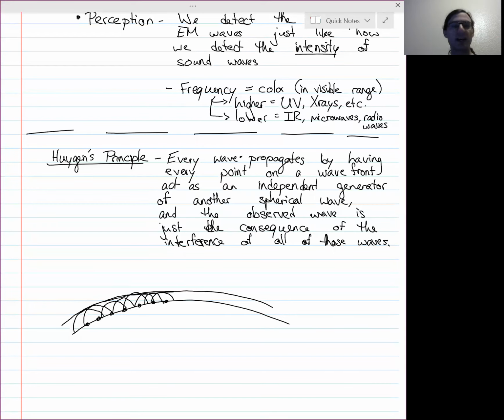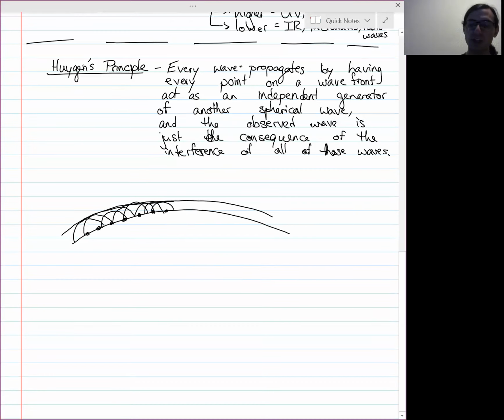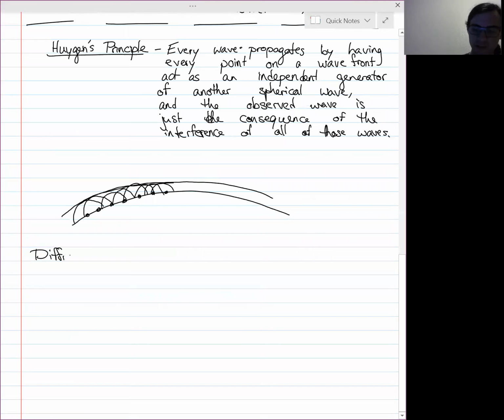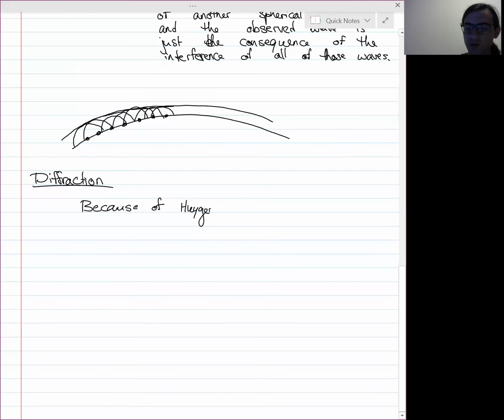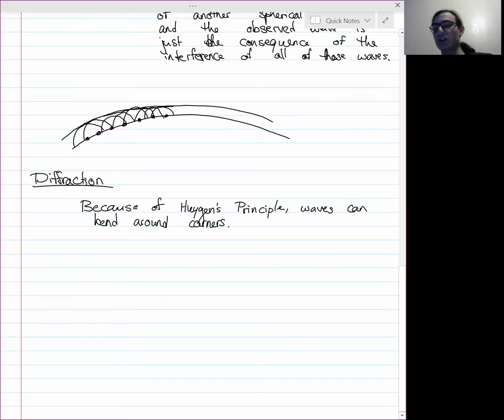And it seems kind of arcane and arbitrary, but it explains something very strange about waves. In particular, it explains diffraction. And in fact, it's going to explain almost everything that we're going to talk about when it comes to wave interference or light wave interference. So because of Huygens' principle, waves can bend around corners, which is strange. And by the way, this still applies to sound waves too. It's just strange that it occurs for light waves as well.